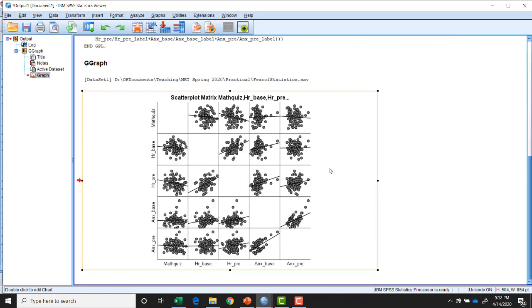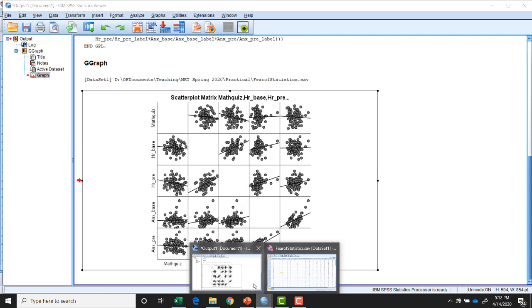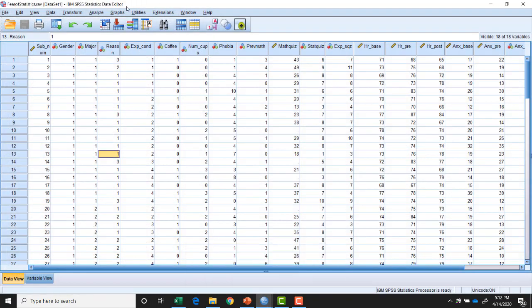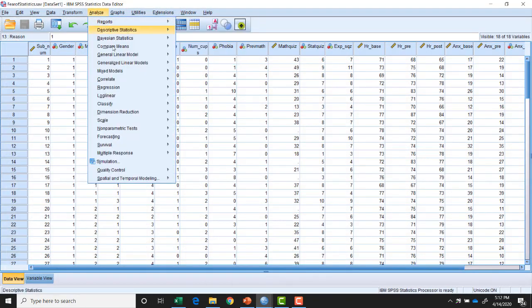So okay, we've looked at the things visually. Now we're actually going to calculate some actual correlations using SPSS. Let's go back to our data. Let's go to Analyze, Correlate, Bivariate. Now, bivariate just means we're comparing 2 variables at a time, two by two. So we're doing comparisons of 2 variables.